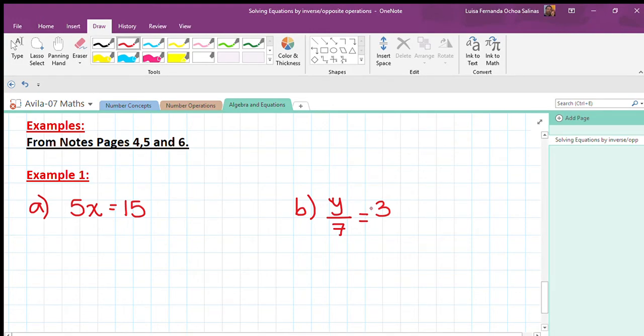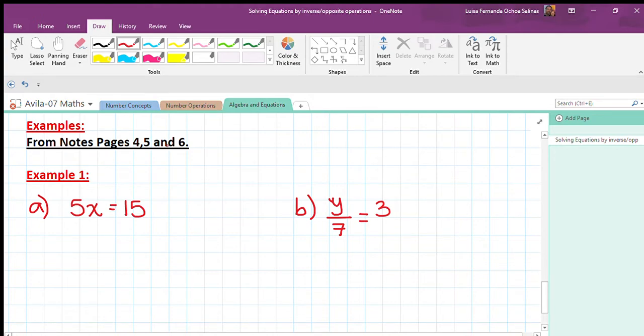Okay, girls. So, it says solve the following equations by inspection. So, how do we solve this by inspection? First, before we start there, I want to read in your notes that it says equations. Equations can be solved by inspection, backtracking, inverse opposite operations, and that's the method that we're using.